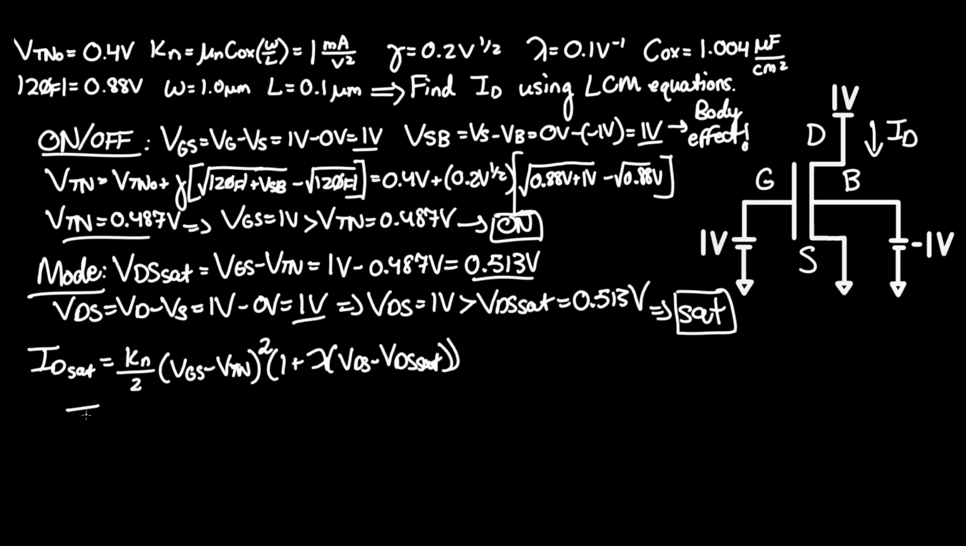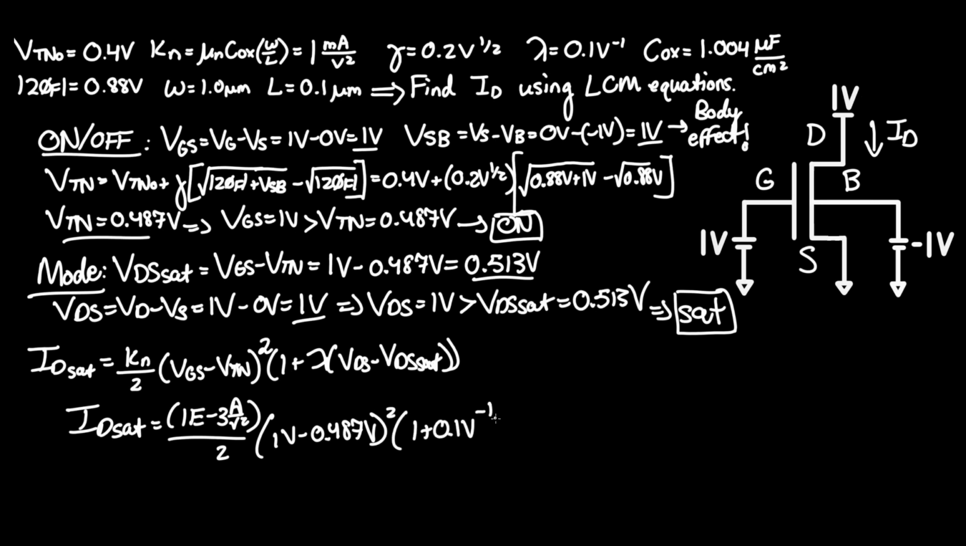Plugging in the numbers, we see that ID sat equals 1 milliamp per volt squared, or 1e negative 3 amps per volt squared, over 2 times 1 volt minus 0.487 volts, all of that squared, times 1 plus 0.1 volt to the negative 1, times 1 volt minus 0.513 volts, close parentheses twice. And putting this in the calculator, you get your final answer of 138 times 10 to the negative 6 amps, which is equivalent to 138 microamps.